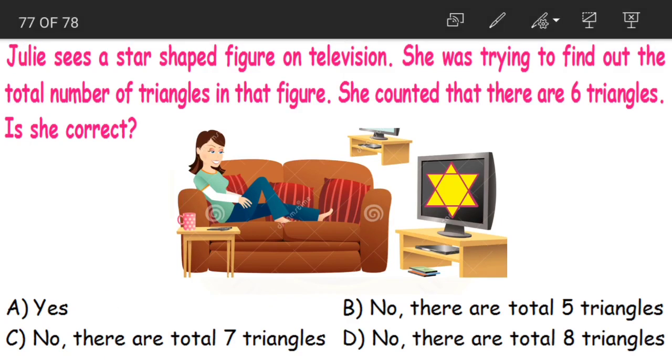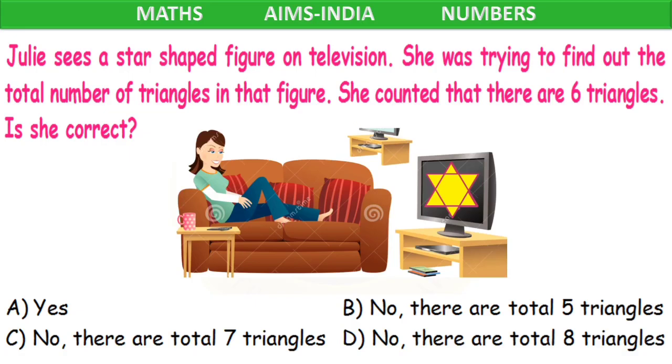The last question for today. Yes, is it the last one? Yes, this will be our last one. Julie sees a star-shaped figure on the television. She was trying to find out the total number of triangles in that figure. She counted that there are 6 triangles. Is this correct? Is she correct, children?